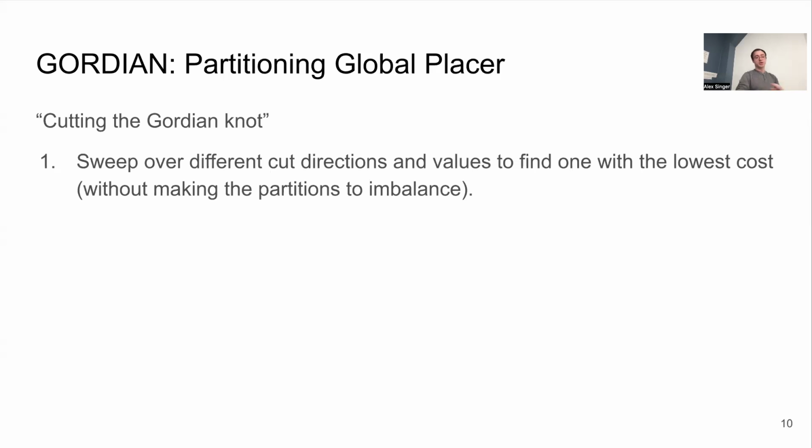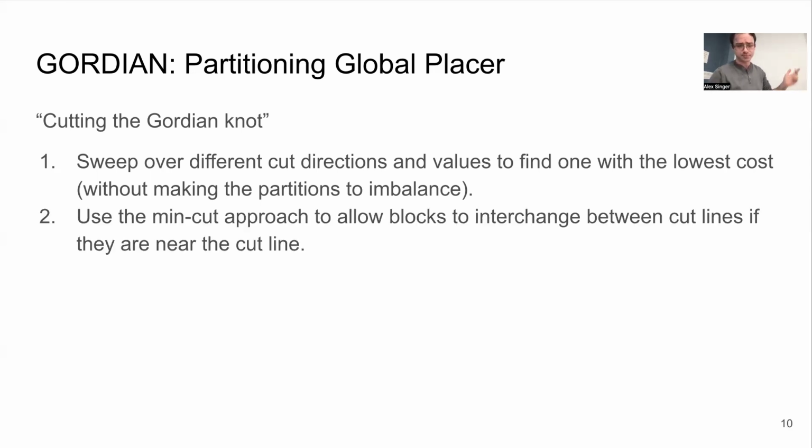So what they first do, and I'll go over each of these steps in detail, they sweep over different cut directions and values. So they'll sweep over all the different cuts they can physically make. And they find the one with the lowest cost, which is the cost of moving the blocks to the other partition if they chose that partition line, without making the partitions too imbalanced. So the idea is they don't want to move too many, they don't want to make a cut line that's like 90% of the chip and 10% of the chip. That's not very efficient. So they're trying to pick one, and I'll explain this in more detail with a graph.